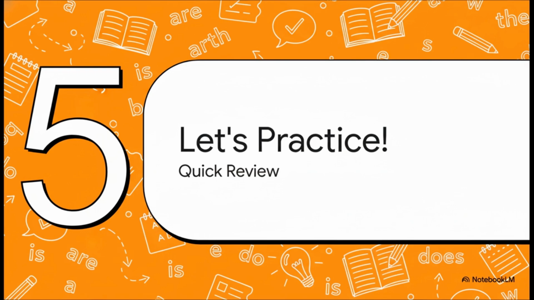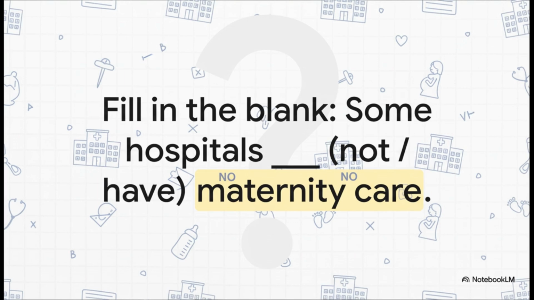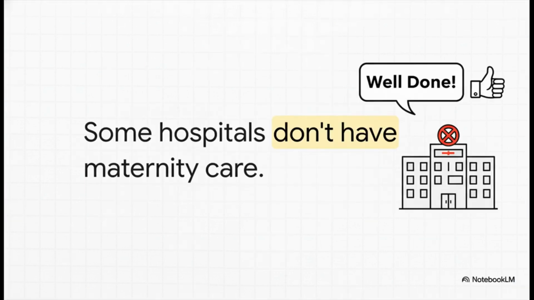It's time for a quick practice run to put it all together and see what you remember. You ready? Here we go. First one. The sentence is, some hospitals not have maternity care. Our subject is some hospitals. What's the right negative form here? And the answer is don't have. Some hospitals don't have maternity care. Because the subject hospitals is plural, we use don't. Well done.